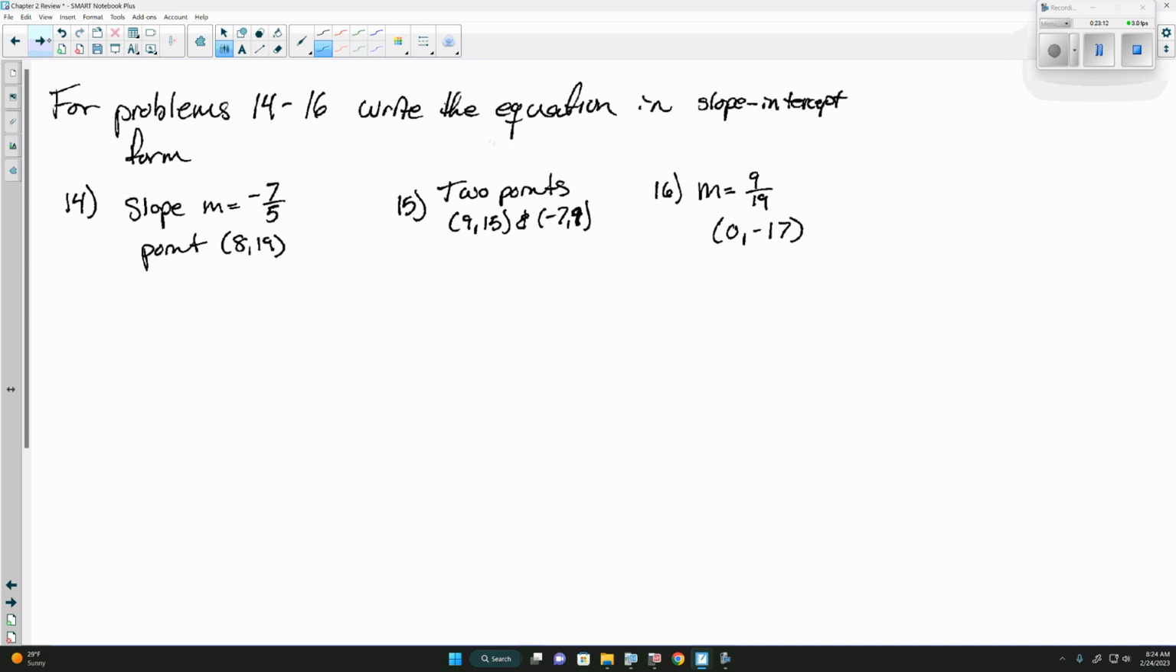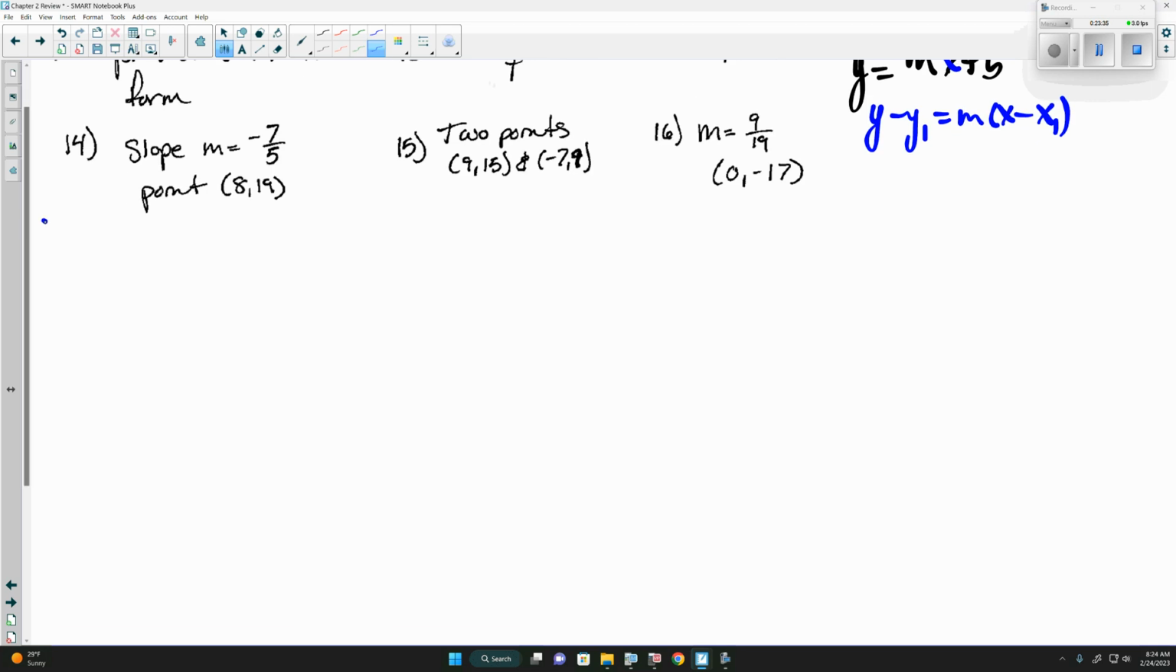14 through 16, write the equation in slope-intercept form. Slope-intercept form is our y is equal to mx plus b. And one of the formulas we can use to get to it is our y minus y1 is equal to m times x minus x1, our point slope form, depending on what we're given. So for number 14, we're given the slope and a point, so I would use point slope form. Because we're going to start with this form, plug in our information, and then get y by itself.